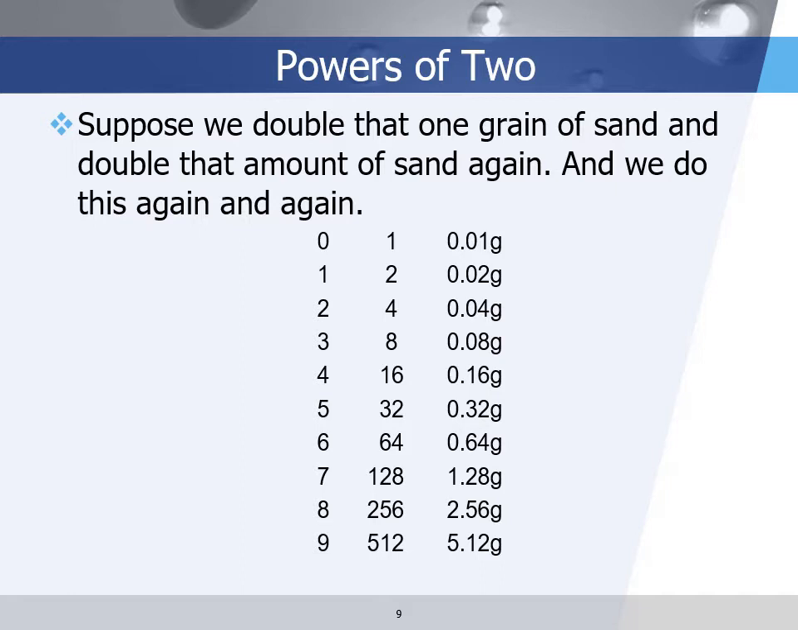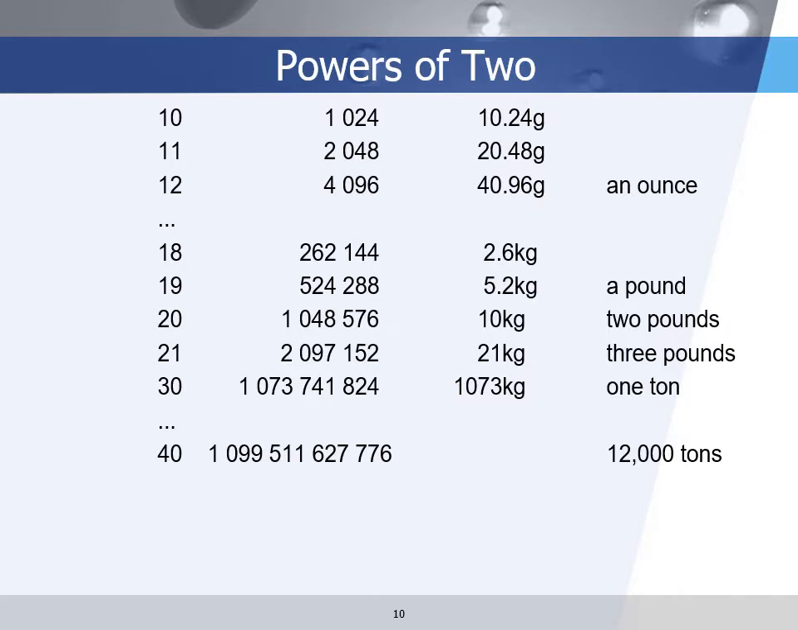Let's continue doubling the number of grains. If we have 2 to the 20th power of grains, we are going to get 10 kilograms of grains. If we have 2 to the 30th power, we are going to get 1073 kilograms. If we have 2 to the 40th power, we are going to get 12,000 tons of grains.